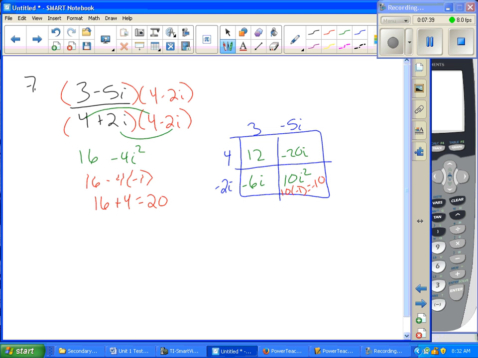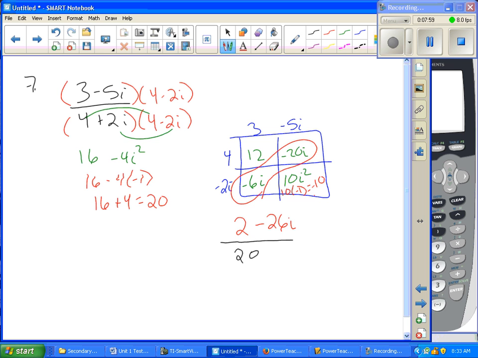So then combining the like terms, 12 plus negative 10 is 2. Negative 20i plus negative 6i is negative 26i. And then that's my numerator. I still have to have it over my denominator, which is 20.